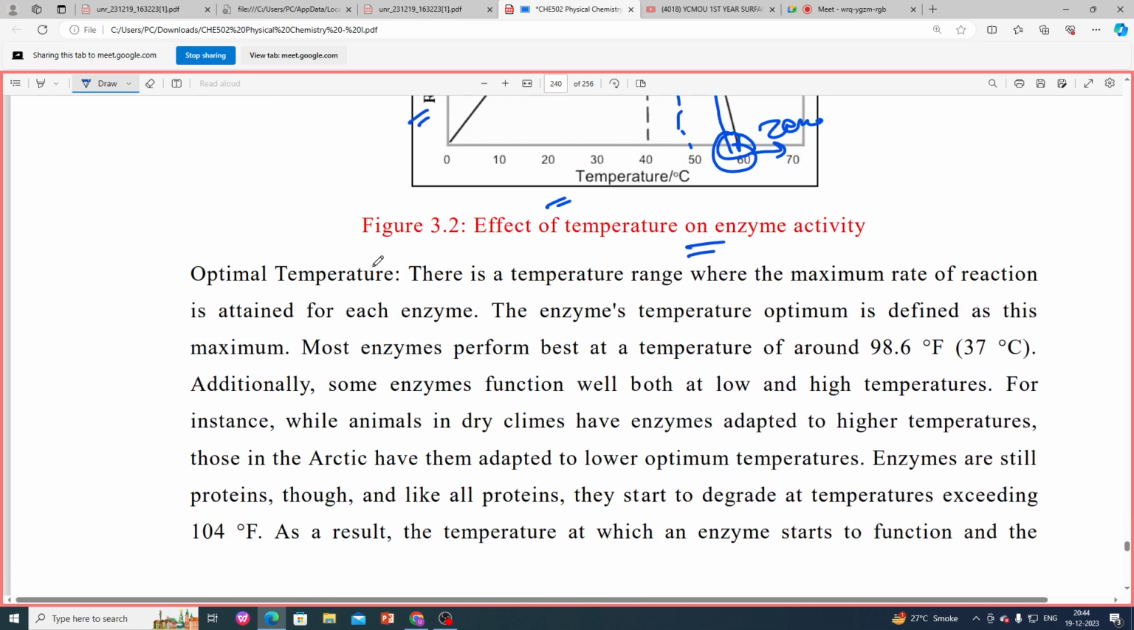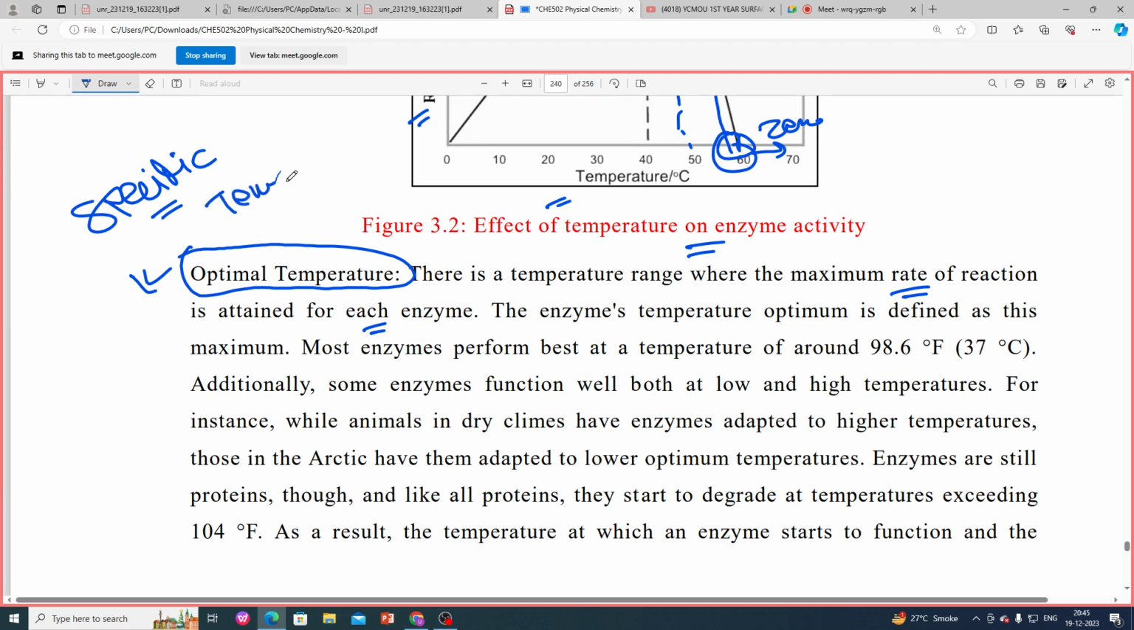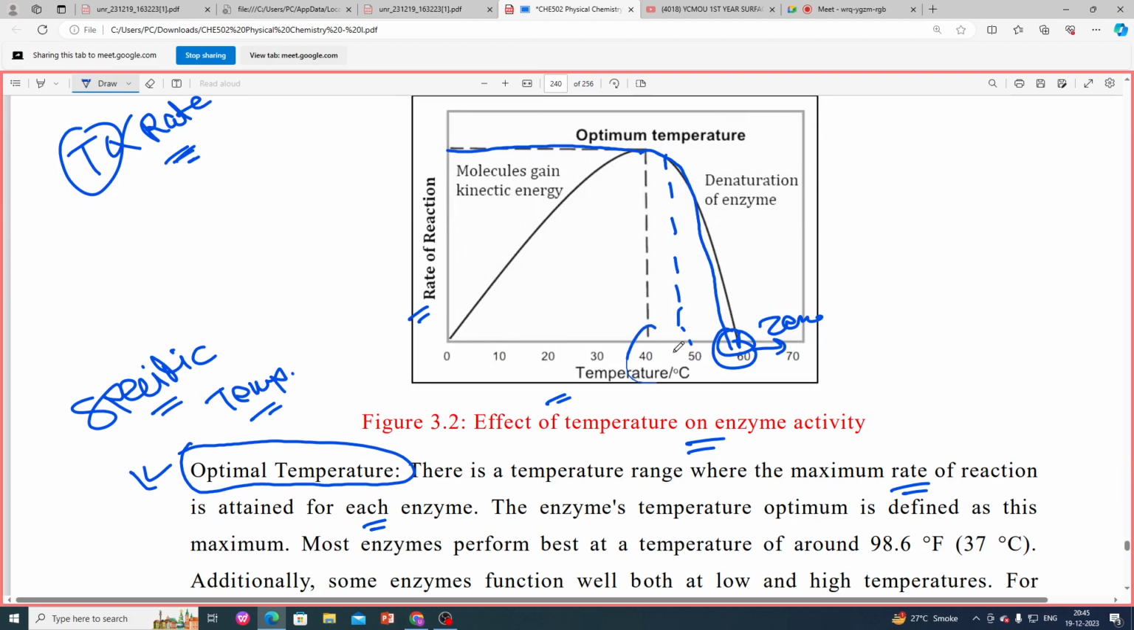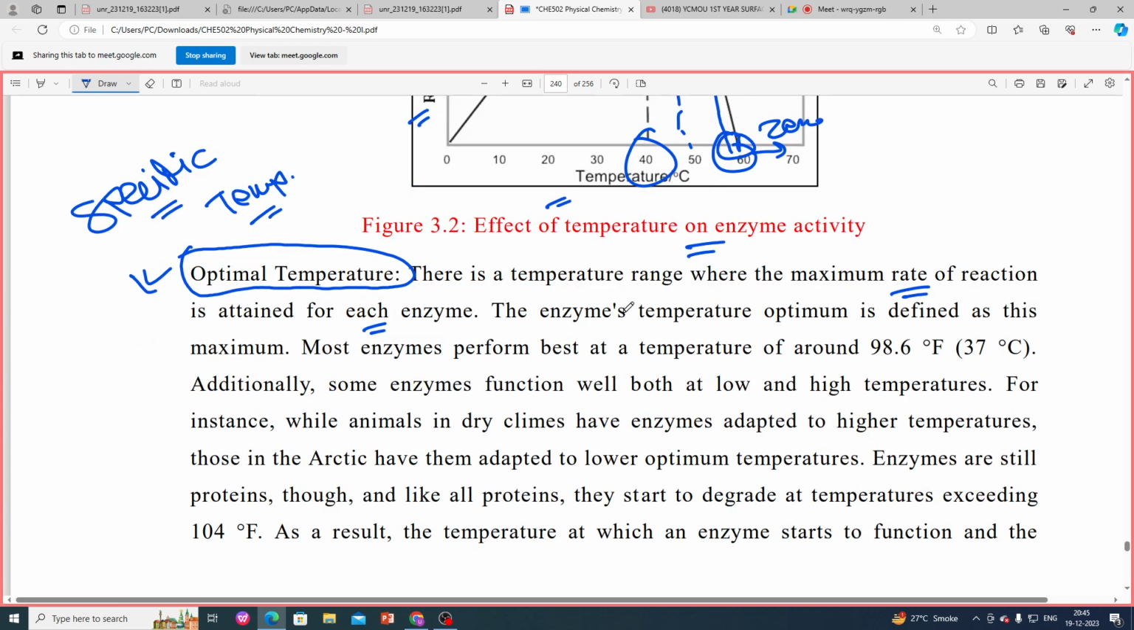So the next one is the optimum temperature. There is a temperature range where the maximum rate of reaction is attained. They are highly specific in nature, that means for every enzyme that temperature will be different. See here in this diagram they are showing 40 degrees Celsius, the highest rate of reaction, as the optimum temperature for the enzyme, but enzymes are highly specific in nature. We can say for every enzyme there is a particular temperature.